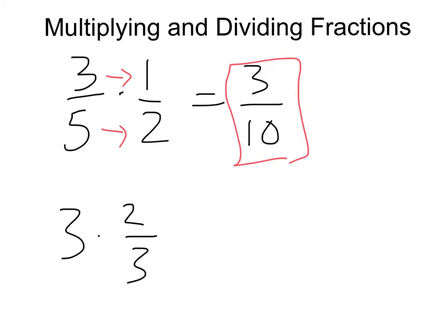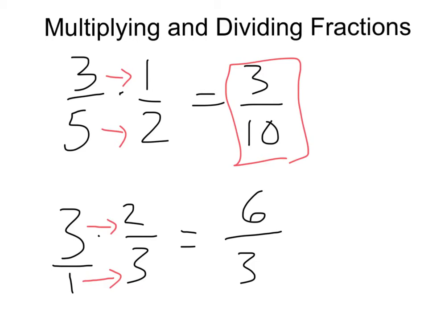Let's say we did something like 3 times 2/3. Well, we know that 3 can be rewritten as 3 over 1. And again, we're multiplying the numerator with the numerator. That's 3 times 2. That's going to give us a 6 in the numerator. And the denominator, 1 times 3. That gives us a 3 in the denominator.